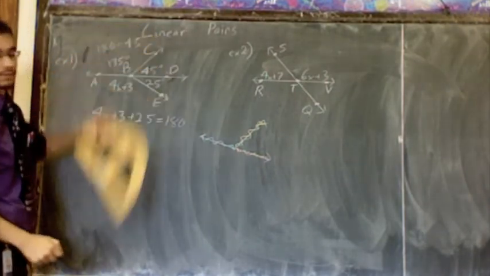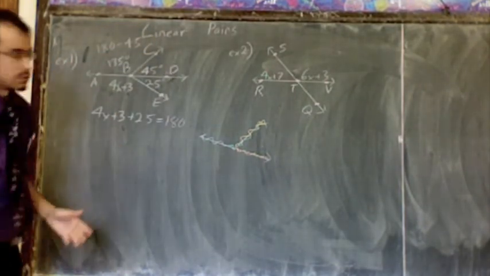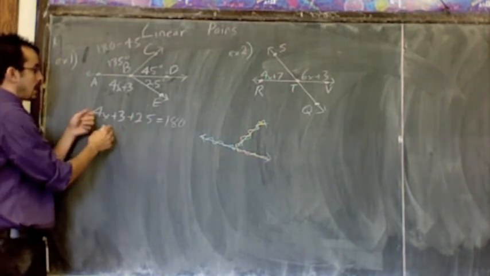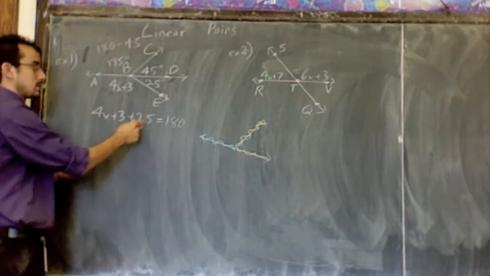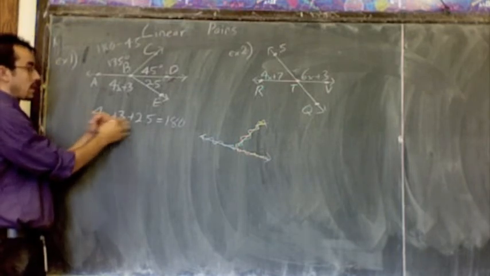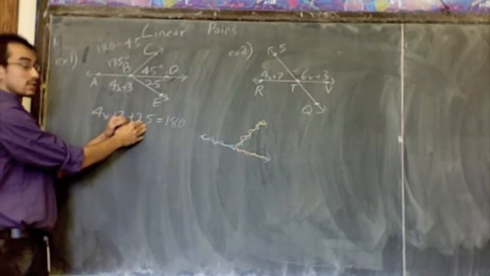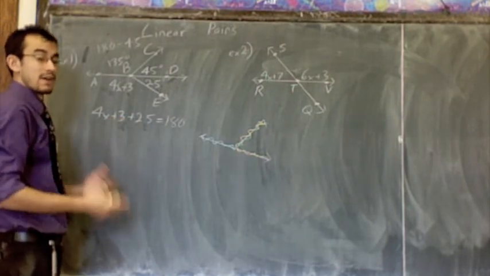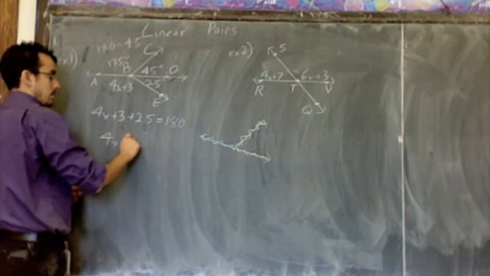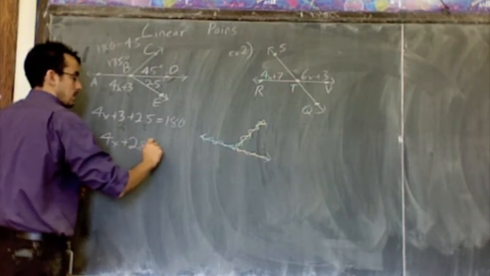And then after that, we just have to solve. We've solved a lot of equations before. You just combine like terms first. So we look through the left side. I see 4x, I see positive 3, I see positive 25. There's no other x terms other than this, so I leave it alone. But these two are both constants, positive 3 and positive 25. If I combine them, I get positive 28. So I'm going to say 4x plus 28 equals 180.